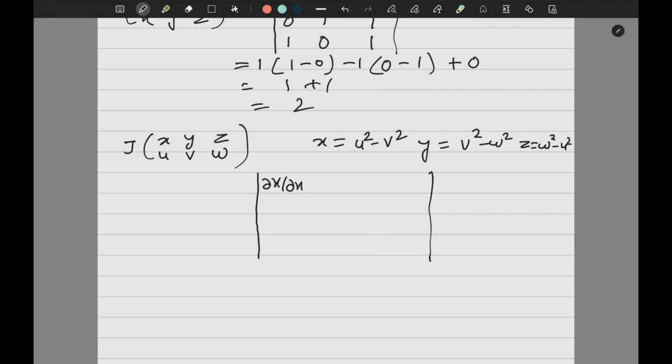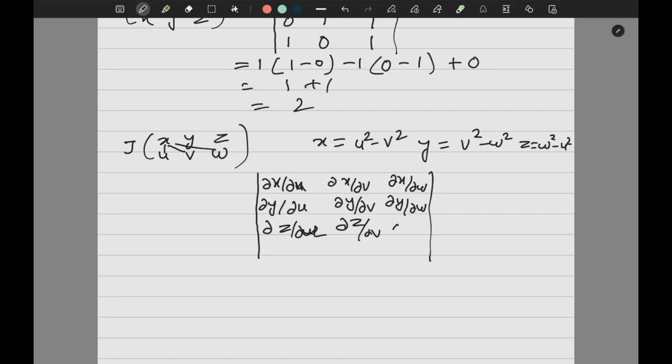So now when I am finding out the Jacobian, it will be like this. Dou X by dou U, because X is a function of U, V, W now. So dou X by dou U, dou X by dou V, and dou X by dou W will be the first row. Right? Dou Y by dou U, dou Y by dou V, and dou Y by dou W. Dou Z by dou U, dou Z by dou V, and dou Z by dou W. Now just differentiate and put the values here.